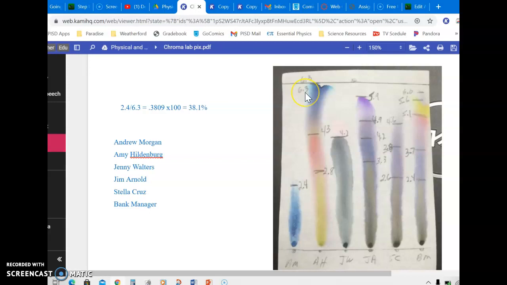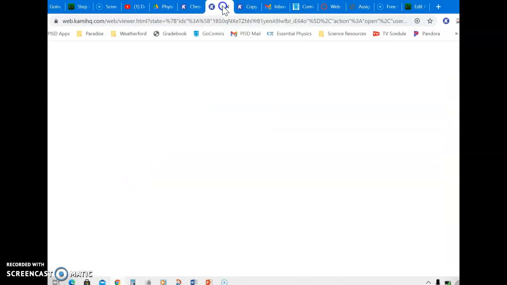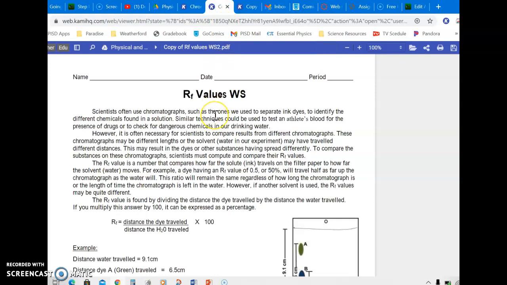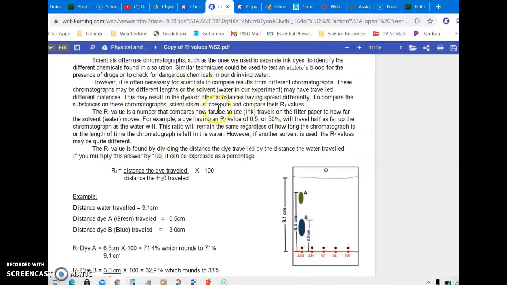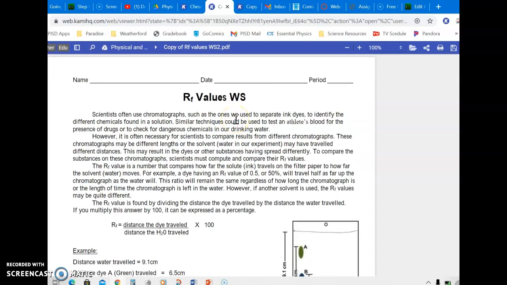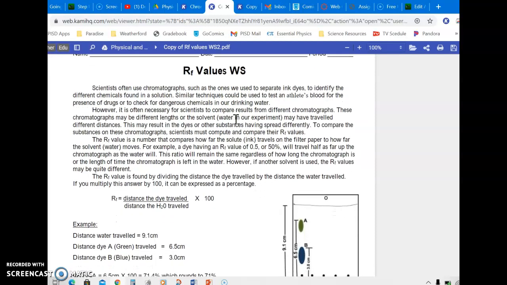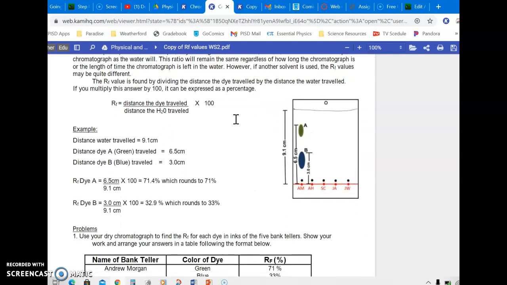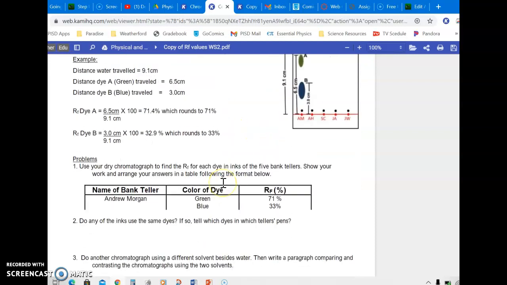Now the question is how we're going to write this up. Well, I'm glad you asked. This talks about the same thing, and you can read it if you would like, to figure out how this works. But basically, it just says we measure how far the dye went, divided by the total distance, and times 100. And that's kind of what we did.